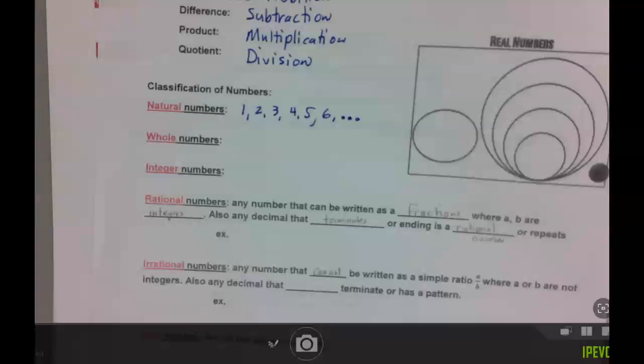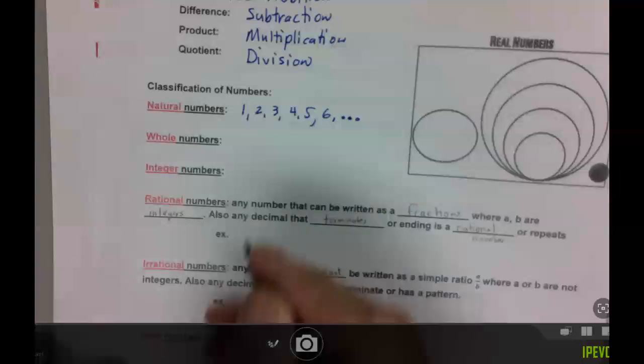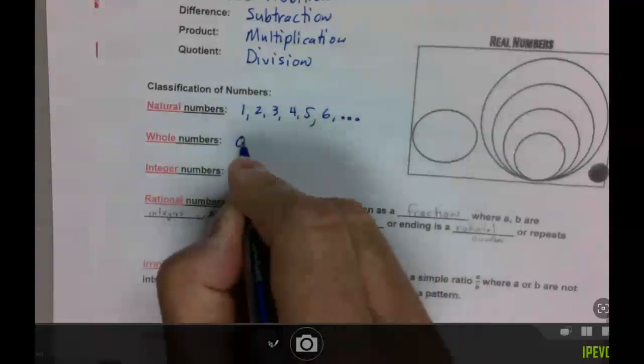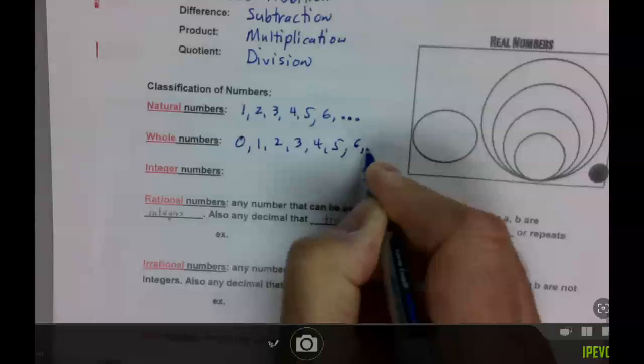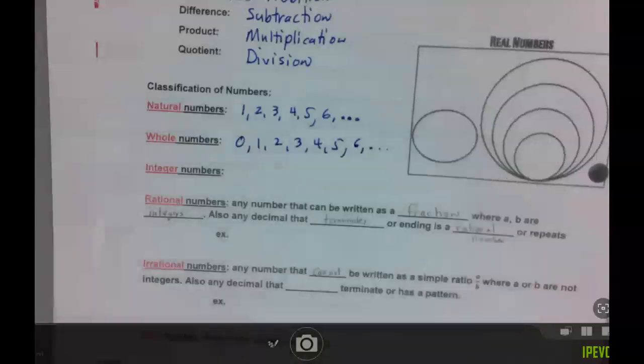Correct? Whole numbers are when you started subtracting about second grade and zero is introduced. Remember what's 5 minus 5? 0. So then whole numbers are the natural numbers plus what number? 0. Okay?